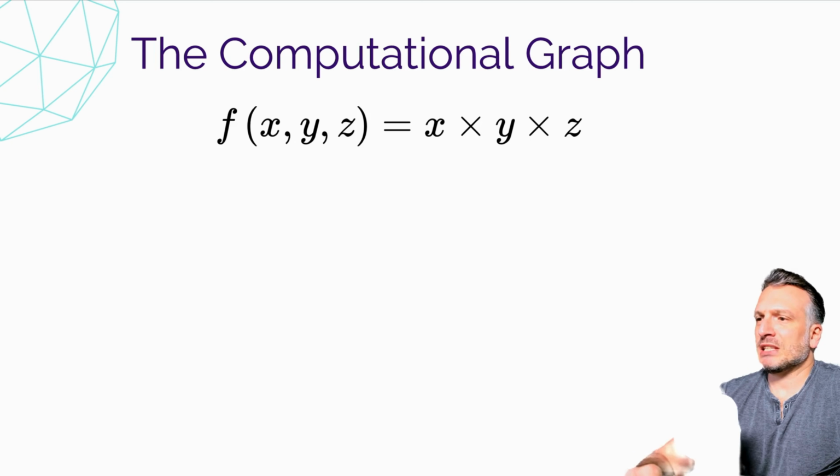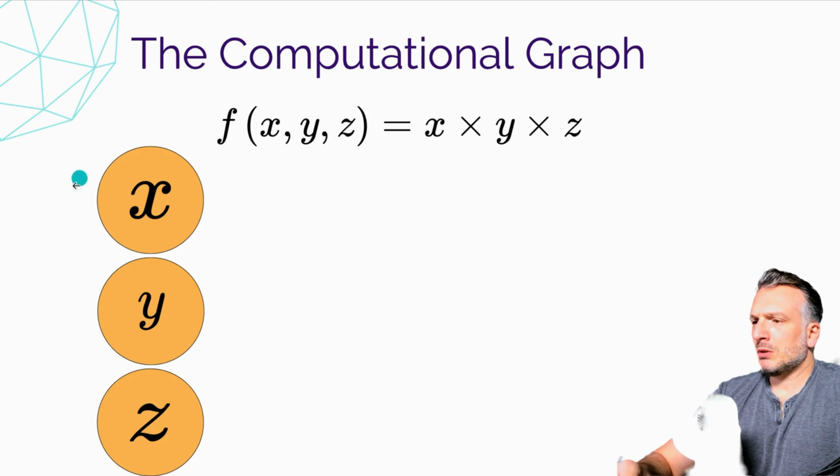Let's take this example where we have a function of three variables. We have x, y, and z, and the function is f. It is a very simple function. We take the multiplication of x times y times z. So let's construct a graph where at each node we get some variables, and the way those variables interact with each other is through operations.